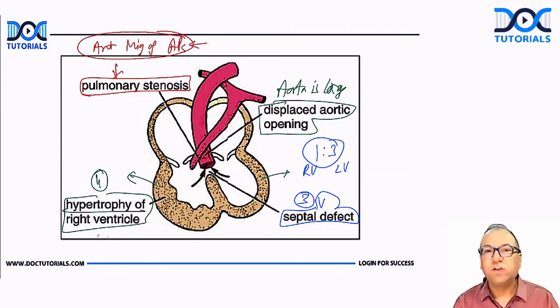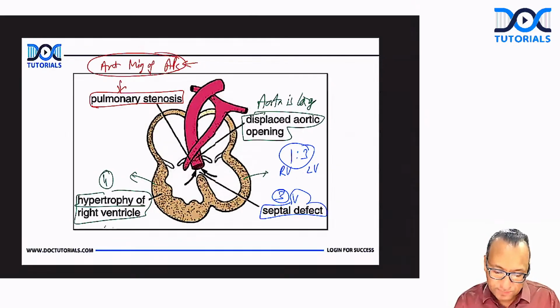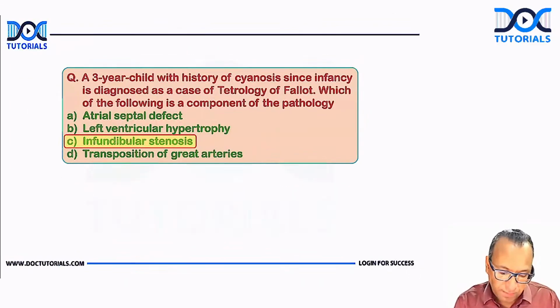And there is a pentalogy of Fallot also. In pentalogy, you have ASD also, atrial septal defect. So there's a case of pentalogy of Fallot, and there'll be atrial septal defect also. But the question is asking about tetralogy. So if it is tetralogy, we'll keep our answer as infundibular stenosis.